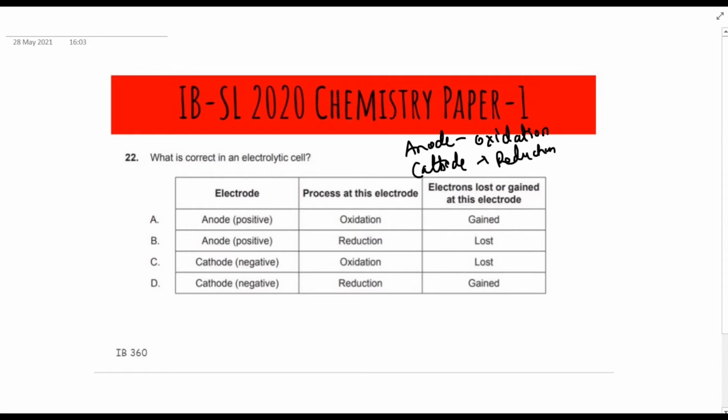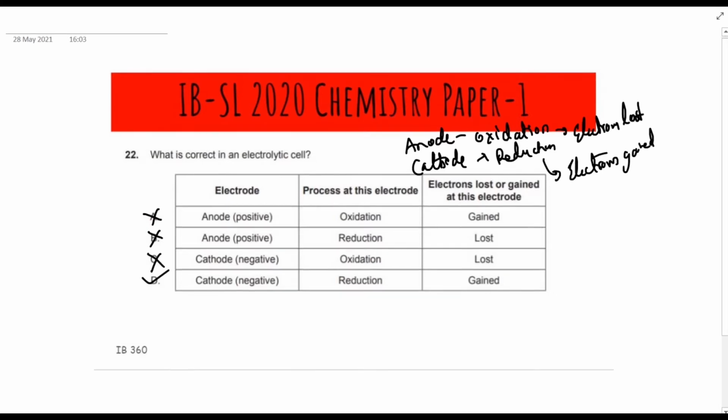From this information, we can say that option B and option D are not correct, because at the anode there should always be oxidation and at the cathode there should always be reduction. In the process of oxidation, electrons are lost, while in the process of reduction, electrons are gained. So this also rules out option A, and we are just left with option C, which is our correct answer.